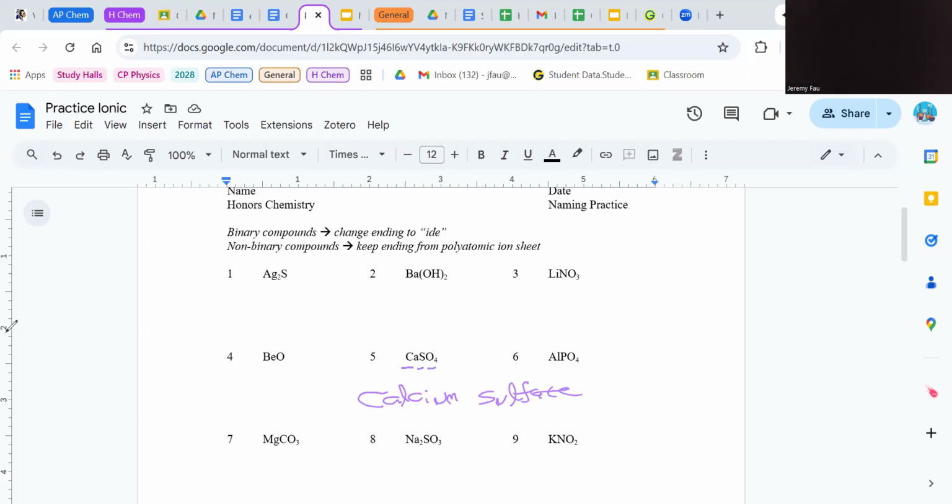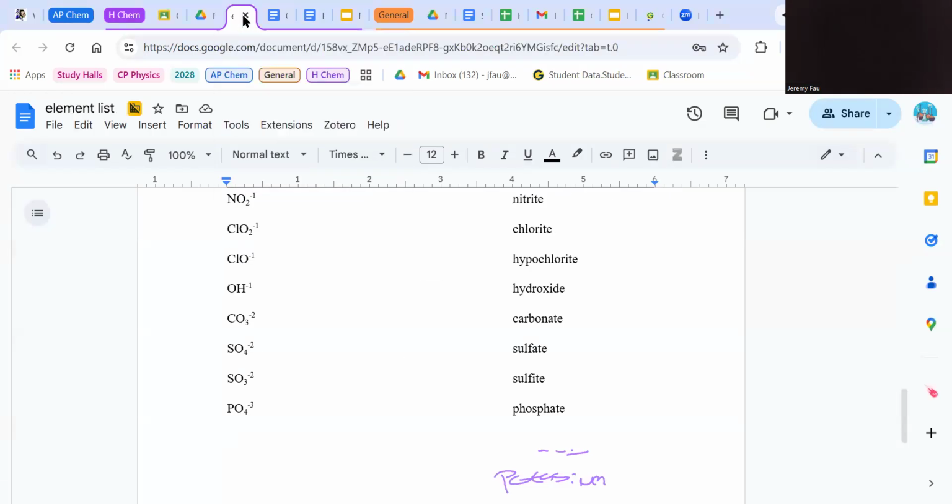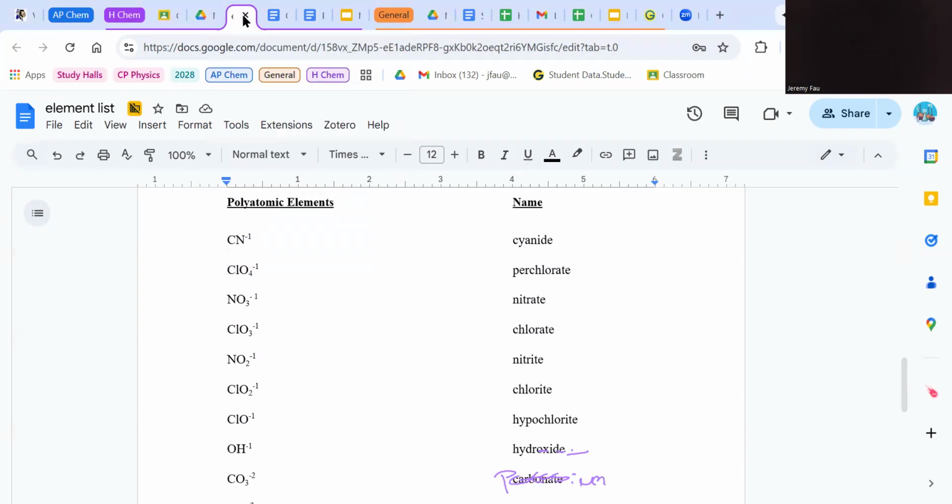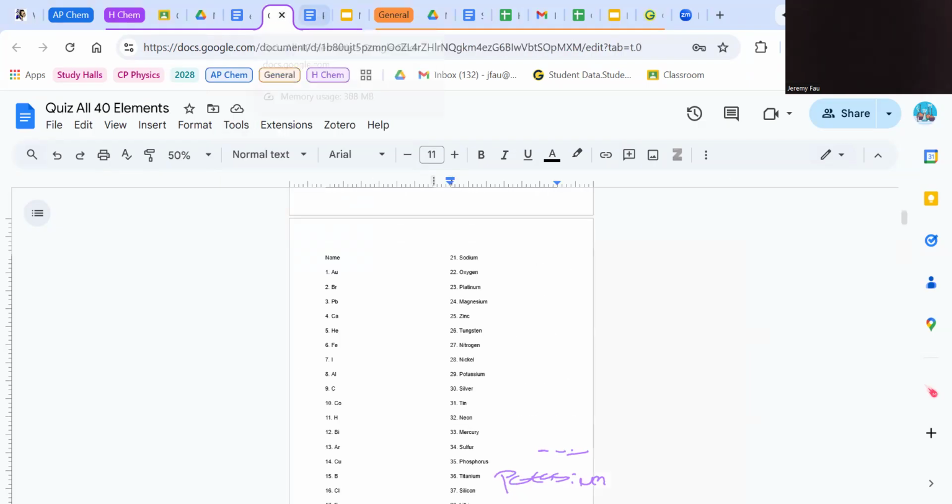Okay. Let's try one more. All right. Let's try number nine. One, two, three distinct elements. So we have a polyatomic. K is potassium. All right. We look on our polyatomic sheet. We look for, hey, what's the name of our polyatomic? You look for NO2. We see it right here. NO2 is nitrite. So we come back over to here.